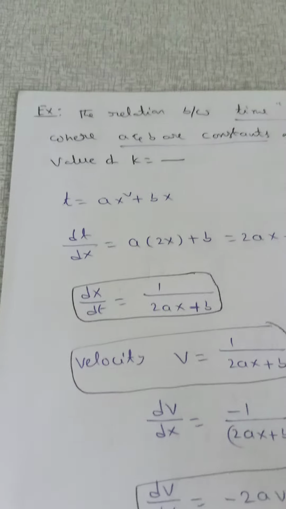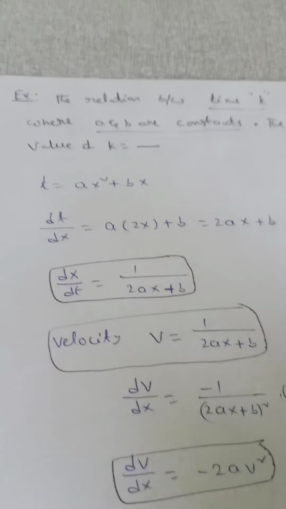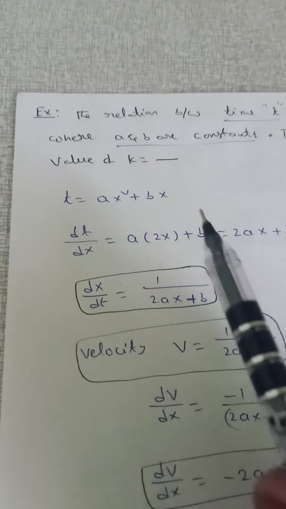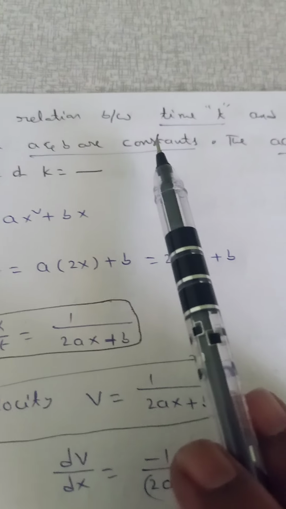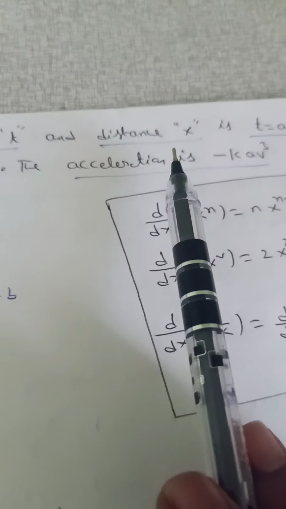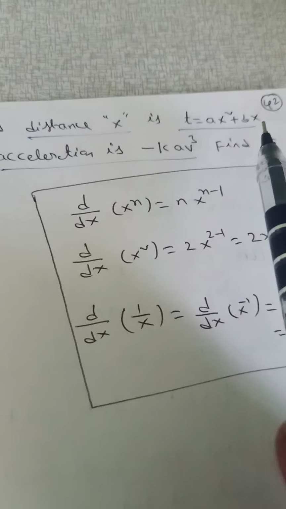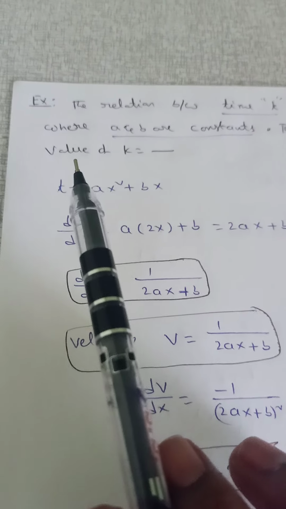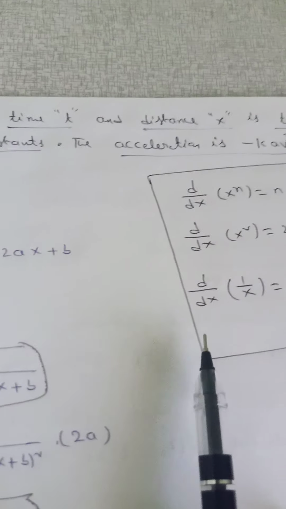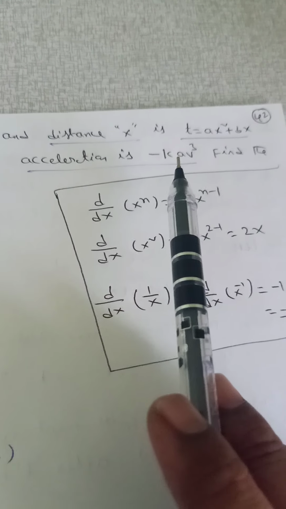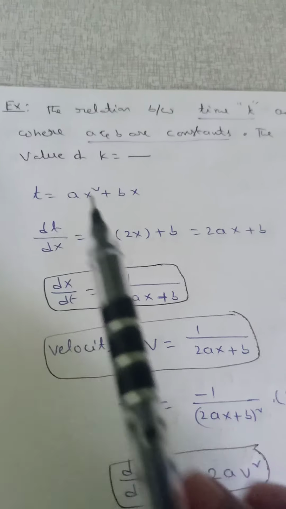And now, continuing with the examples, this is the most important one. Another example: the relation between time t and the distance x is t equals a x square plus b x, where a and b are constants. The acceleration is minus k a v cube. Find the value of k.